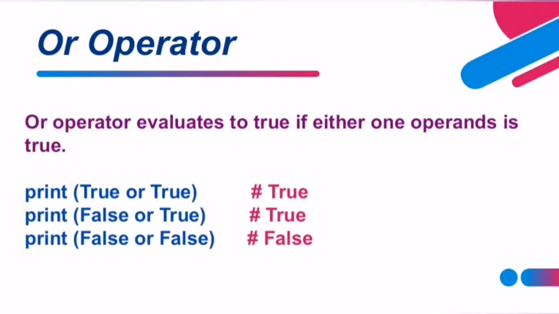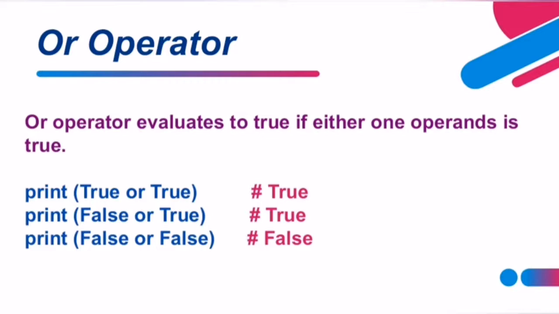OR operator. An expression containing the OR operator evaluates to true if either of the operands is true. Here you can see in this picture, print, and then there are two expressions, true or true. So here both the operands are true, then its output is true. Next print statement, the first one is false and the second one is true. So if any one of the operands is true, it will be true in the OR condition.